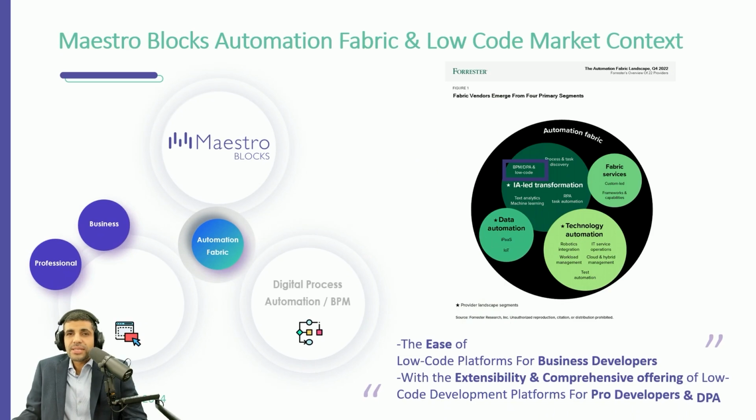According to Forrester Research, the automation fabric landscape includes segments like intelligent automation-led transformation, data automation, technology automation, and fabric services. Maestro Blocks' focus is primarily on the low-code and digital process automation segments as a part of intelligent automation-led transformation. If we focus on low-code for business developers, Maestro Blocks offers an easy-to-use platform to create applications with minimal coding.